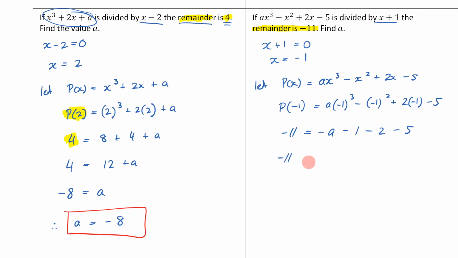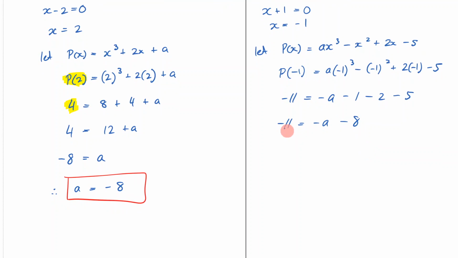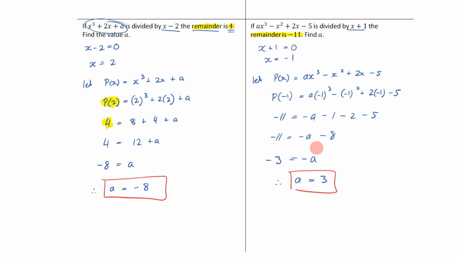Negative 11 is going to be equal to negative a. All of this together is going to be negative 8. Okay? Now let's be really careful here. Then I'm going to add 8 over here, and that's going to be negative 3 equals negative a. So therefore, a is going to be equal to 3. So yet again, just working through it slowly and methodically to get to our answer. a is equal to 3.